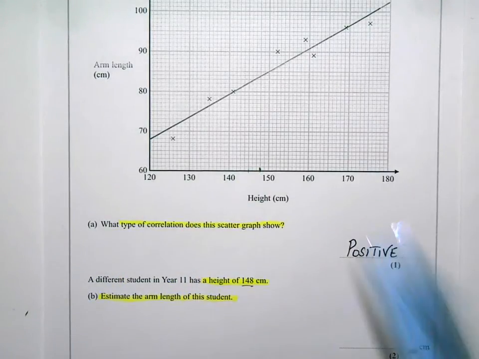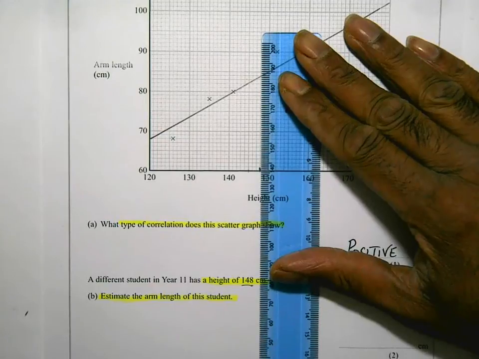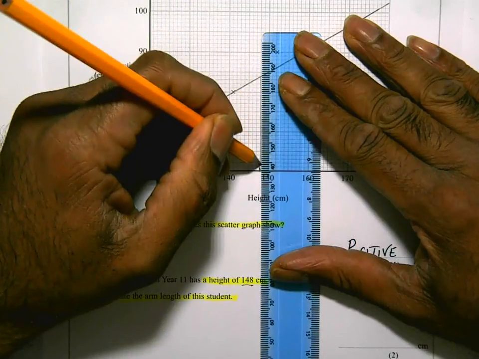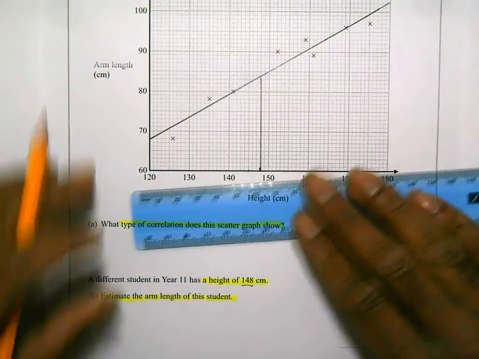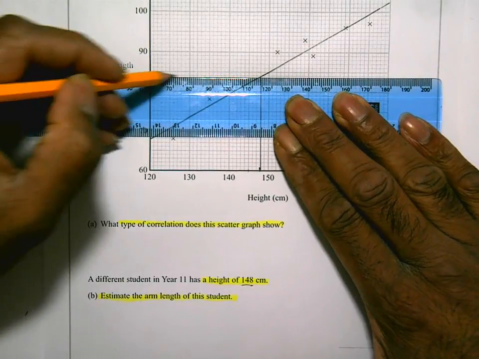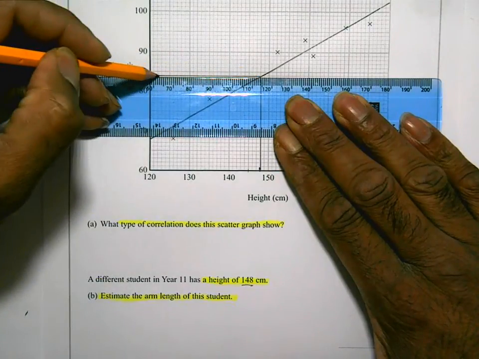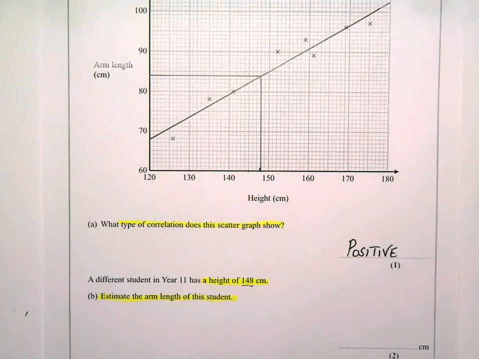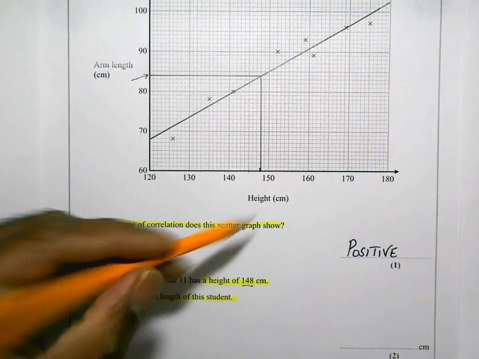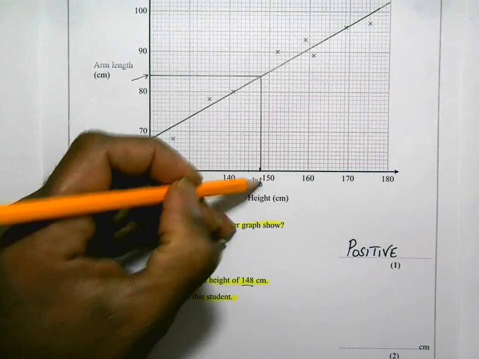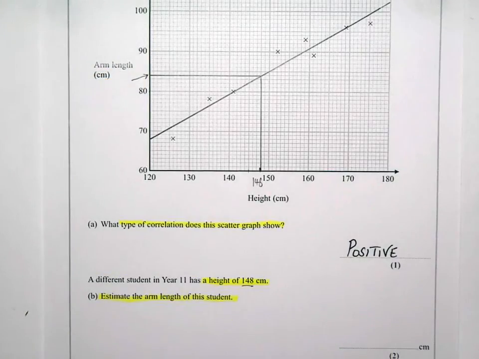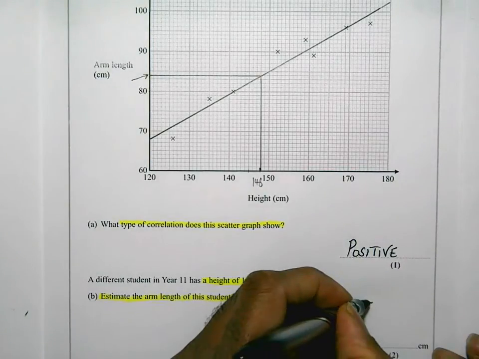I'm going to use my ruler, and take care to draw a very straight vertical line, and use your ruler and do show it on there. It doesn't need to be dark, but you need to show it. And then go across from there. Again, do a horizontal line, and I try to draw it on top of one of the lines that is already there. That is going to be the arm length of this person whose height is 148 centimeters. That's 80, 81, 82, 83, 84, and that's what I write in my answer space, 84 centimeters.